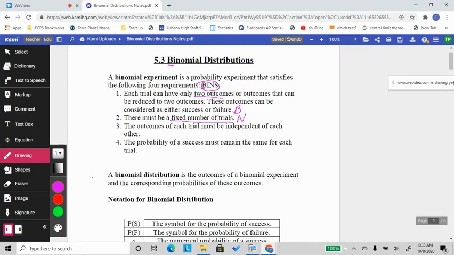The outcomes of each trial must be independent of each other. That's your I. Independent means that you can't do card pulling where you don't replace. You must always replace the card. So an example of binomial would be pulling an ace out of a deck of cards. I know that there are more than 2 outcomes, but you can reduce it so that you either get an ace or you don't get an ace.